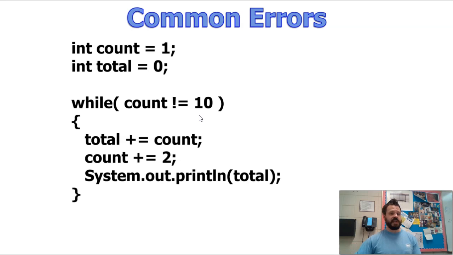Now, in general, it's not a great idea to use the equals equals or the not equals within the Boolean condition for a while loop. It's a better defensive programming decision to use greater than or equals or less than or equals. If I rewrote this as while count is less than or equal to 10, when I got to the 11, it would catch that and it would end my program rather than having an infinite loop.